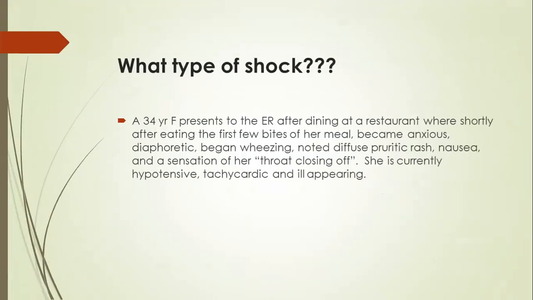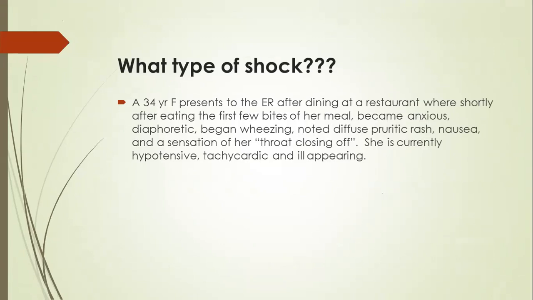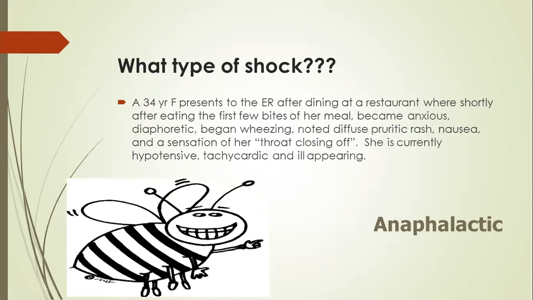Then here comes one condition where a 34-year-old female presents in the emergency room after dining at a restaurant where, shortly after eating the first few bites of a meal, she became anxious, diaphoretic, began wheezing, and noted a diffuse pruritic rash, nausea, and a sensation of her throat closing off. She is currently hypotensive and tachycardic. So is it shock? Yes. What type of shock? Anaphylactic. Why? Because you can see there is wheezing, there is a pruritic rash, there is nausea, and throat closing off. These are the reactions which are given by histamine and histamine-like reactions. So generally this is anaphylactic type of shock.